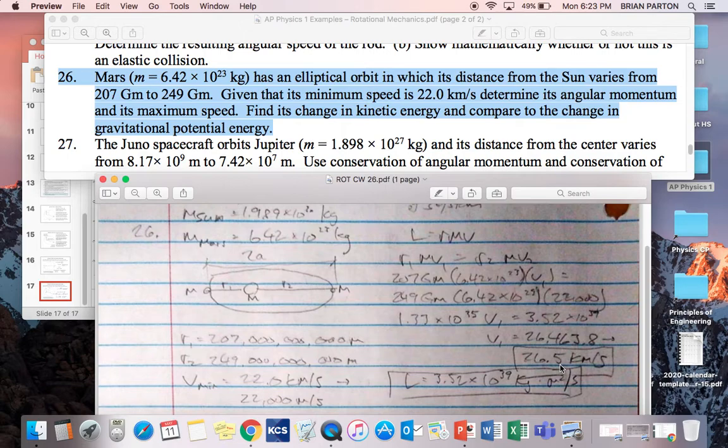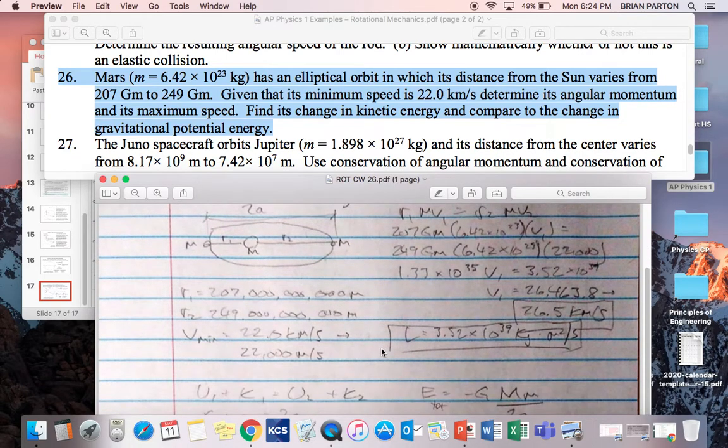So that is the maximum and minimum speed of Mars by these calculations. Minimum speed 22 kilometers per second, maximum 26.5 by these measurements. And then if we want to find the angular momentum, we could just solve either side. I could solve this one, which I already had, 249 gigameters times the mass times the speed, or the other one that I have. And either one is going to give me 3.52 times 10 to the 39th kilograms meters squared per second.